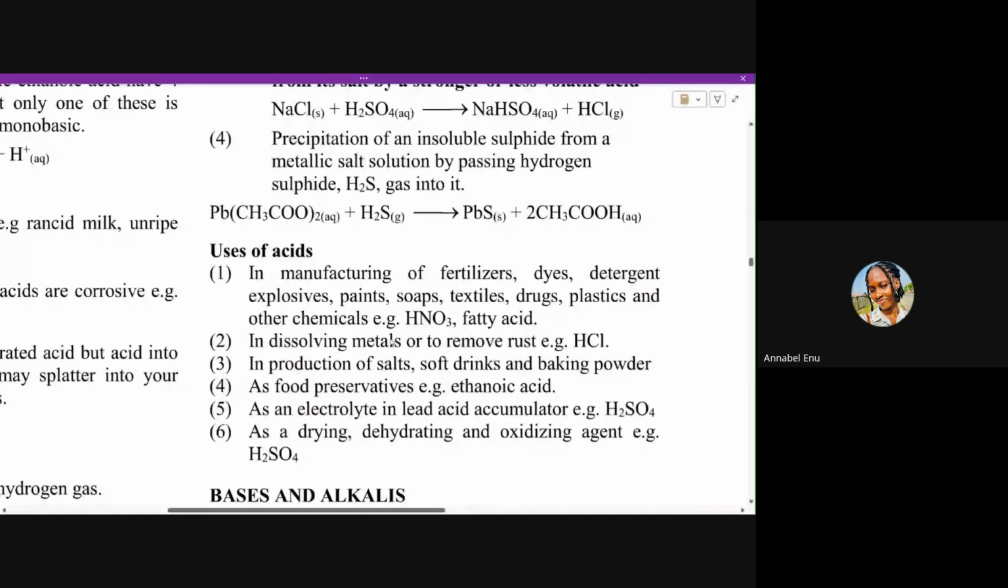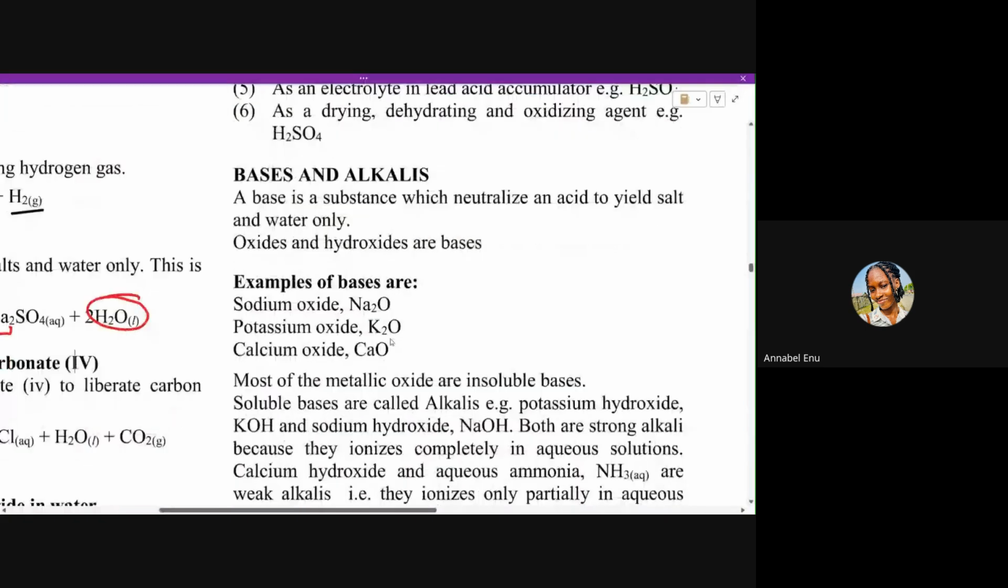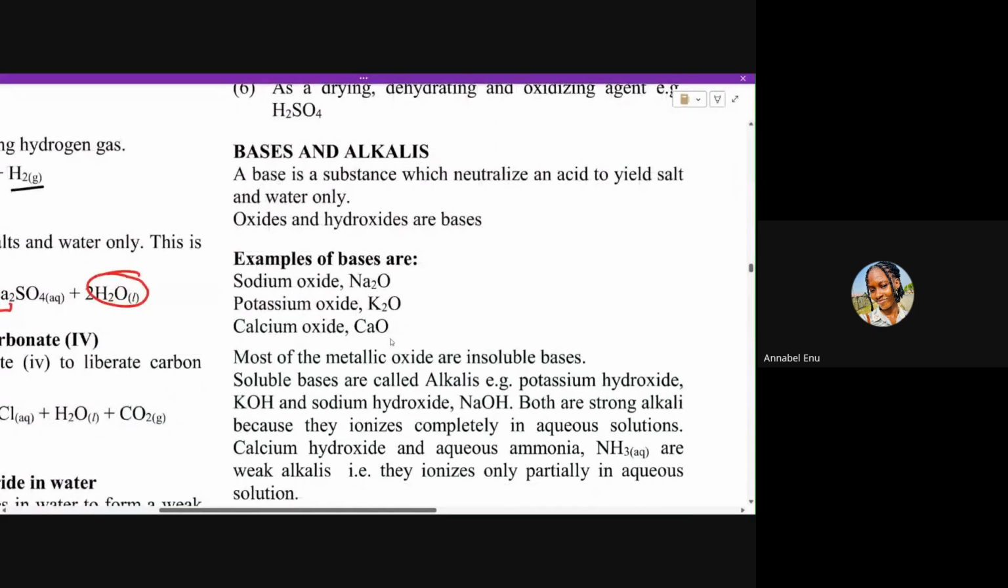Okay. And then bases. I want us to attempt some past questions. That's why I'm just flowing through it. Bases are substances which neutralize an acid to give us salt and water only. So any reaction where you see an acid and a base working together, to give you, in the product, a salt and water, that is the neutralization process.